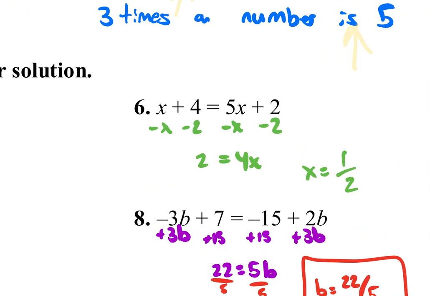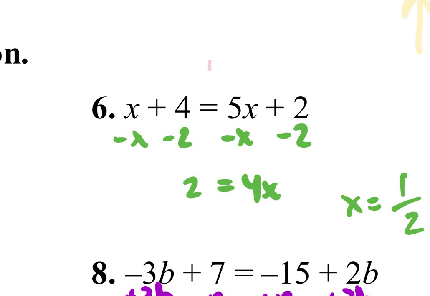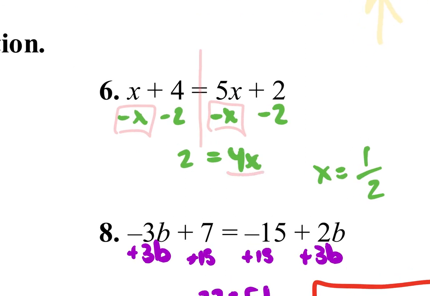For 6, I've got variables on different sides of the equation, so I have to move those with addition and subtraction, which is why I chose to subtract x from both sides. Really on this, the goal is to get all the variables onto one side and all of the constants onto the other. And then here I divided both sides by 4 and simplified that fraction to get 1/2.